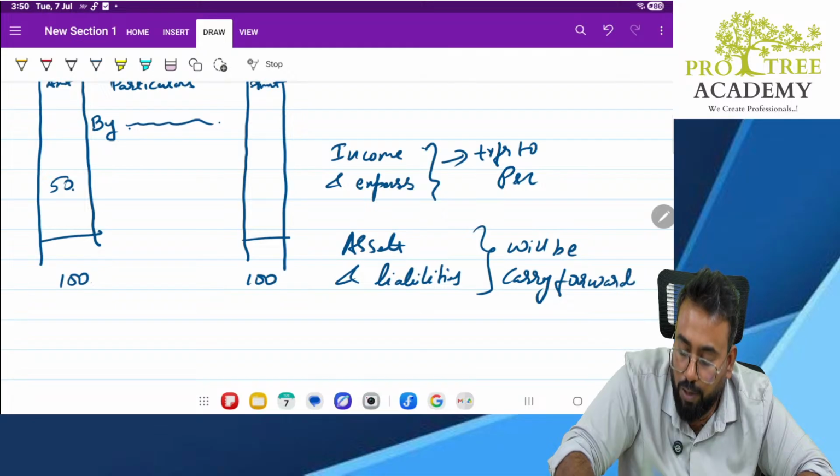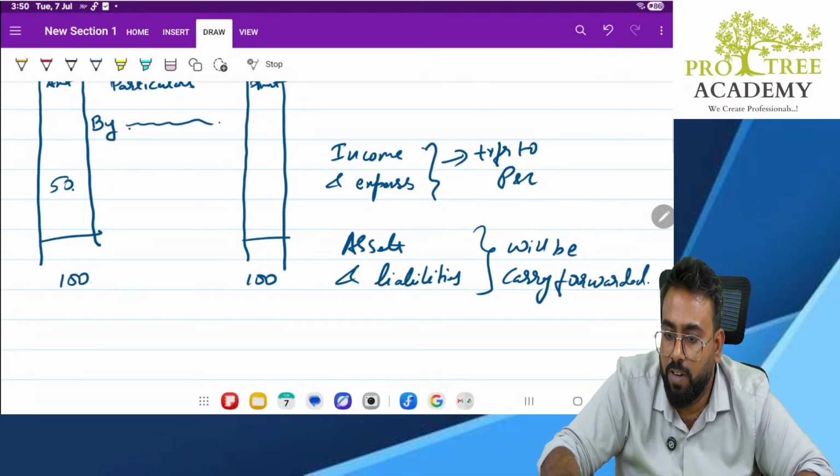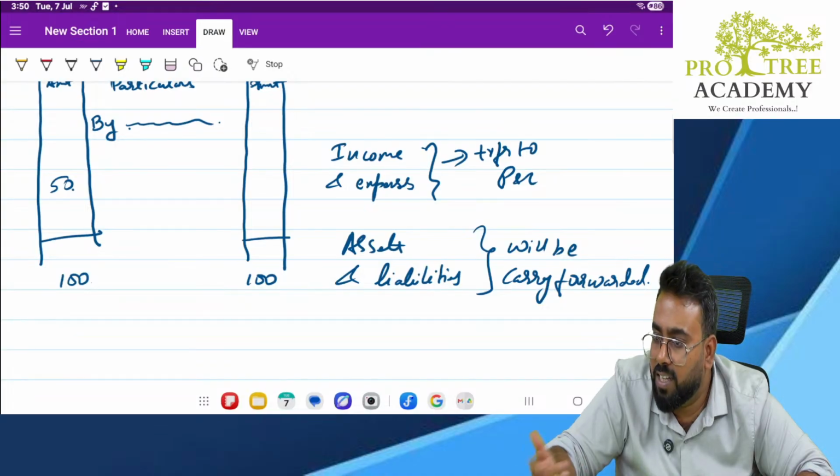So what is the meaning of this carry forwarded? Sir, let's take the example of furniture. We took the furniture, correct? We closed the furniture account. Now, what is the meaning of this carry forwarded? Are you not using that furniture next year also?